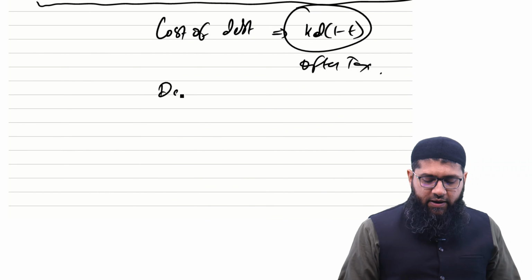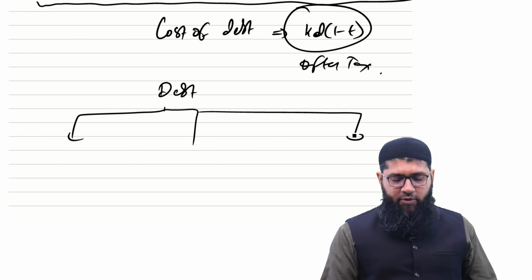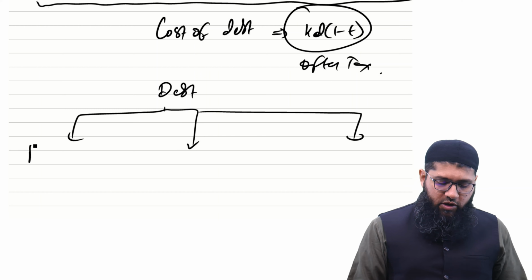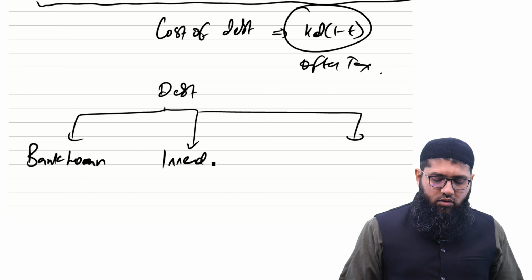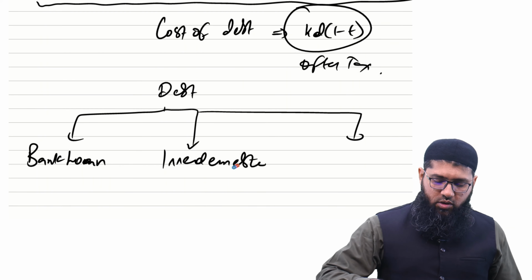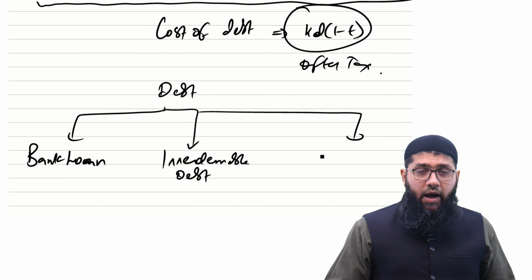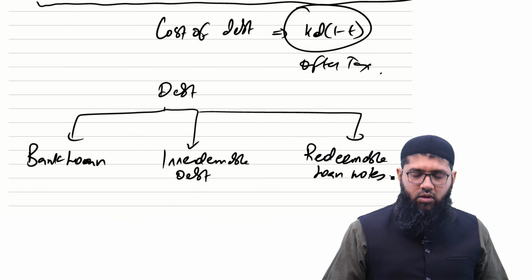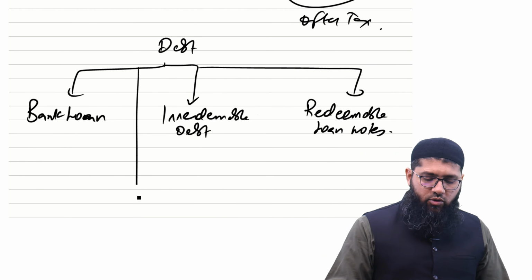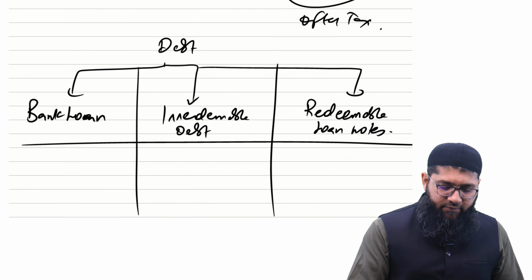Now basically the debts are of three categories majorly, and we have three different ways of calculating the cost. You have a bank loan, irredeemable debt, and then redeemable loan notes.